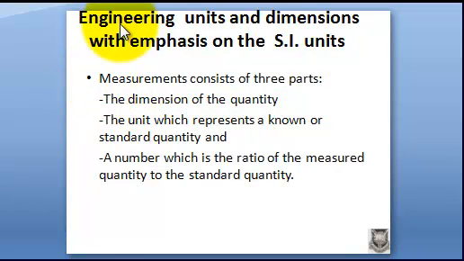And dimensions, with emphasis on the SI unit. Engineering measurements consist of 3 parts. The first part is the dimension of the quantity. The second part is the unit, which represents a known or standard quantity. And the last part is a number, which is the ratio of the measured quantity to the standard quantity.